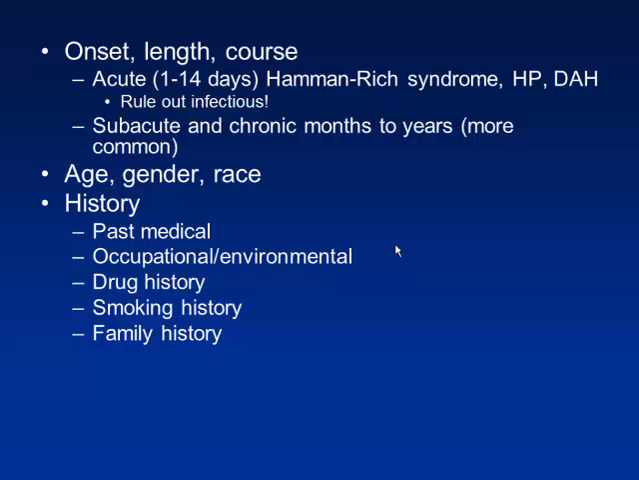And also age, gender, and race. Age mostly can give you big categories of diseases that are more or less likely to occur. Now, in the history, we'll talk about the past medical history. Sometimes it's important to establish medical problems that have been associated with interstitial lung disease.